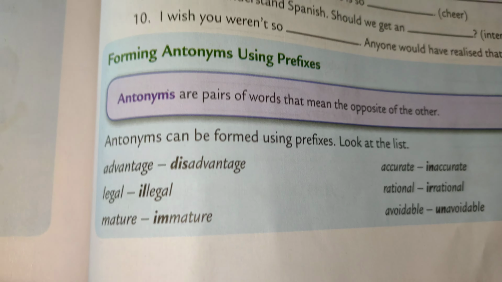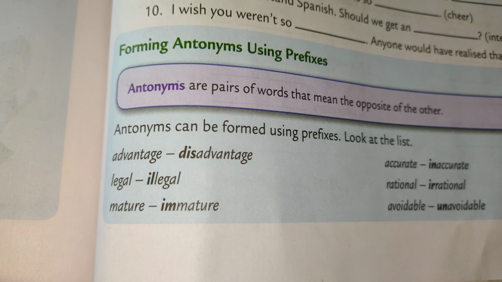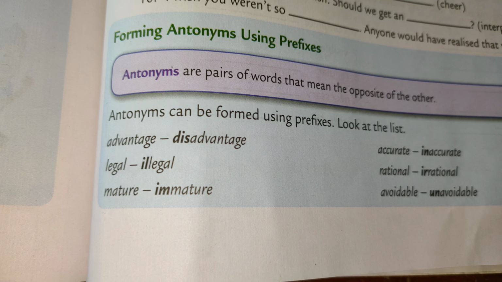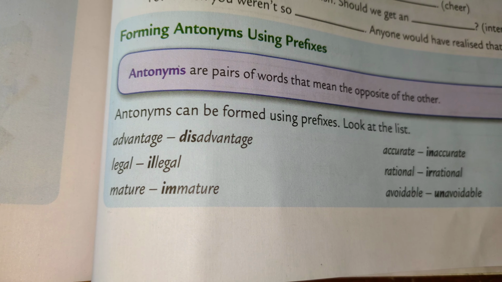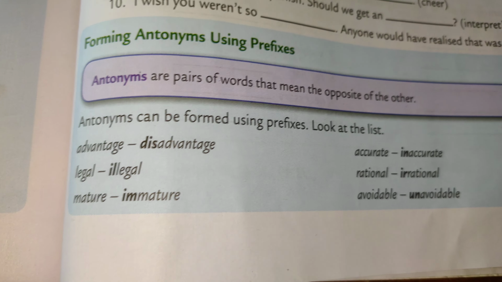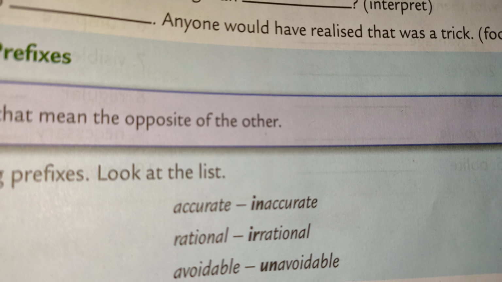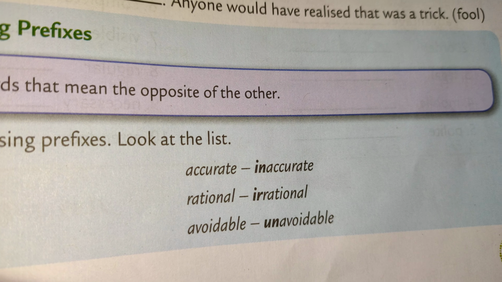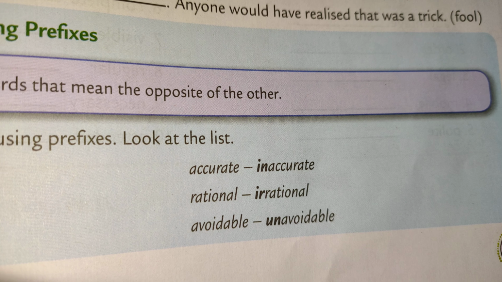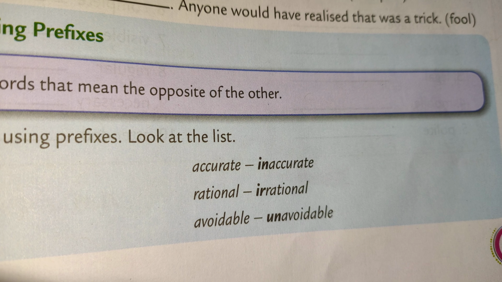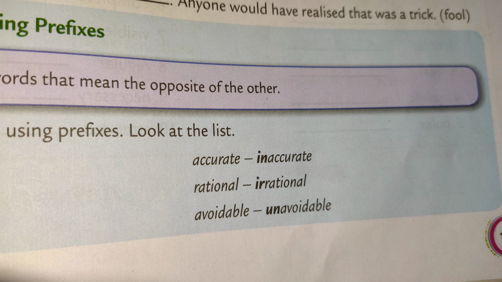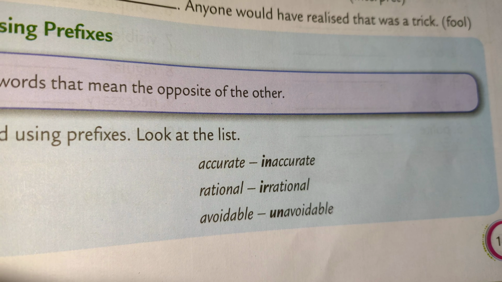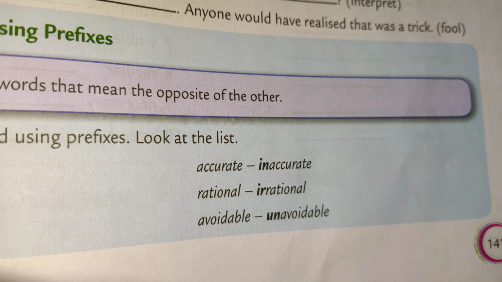Second is legal. If we add the prefix il, it will become illegal, which is yet again a completely opposite word. Mature. If we add im, it will become immature. Accurate. If we add the prefix in, it will become inaccurate, which means not accurate. Rational. If we add ir, it will become irrational. Avoidable. If we add un, it will become unavoidable, which means not avoidable, something that we cannot avoid.